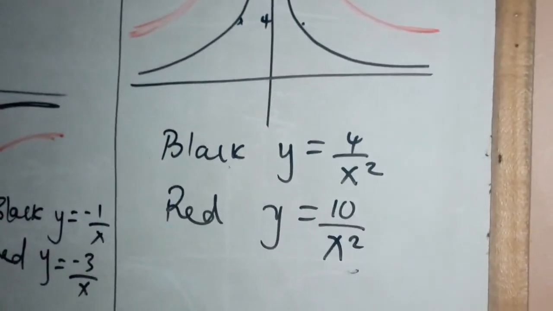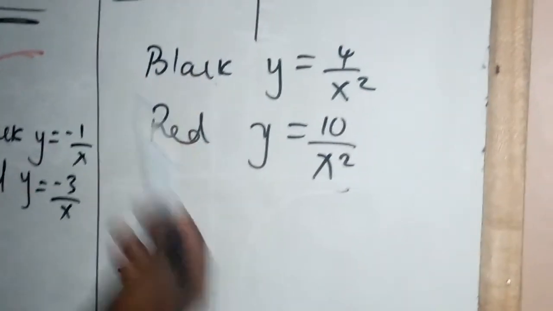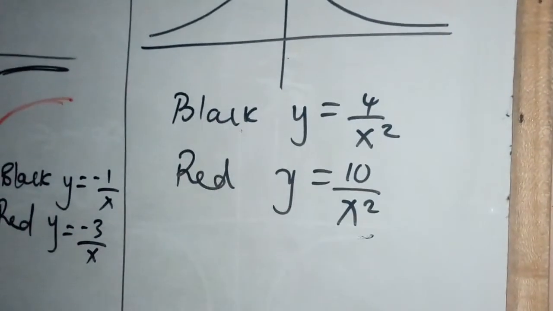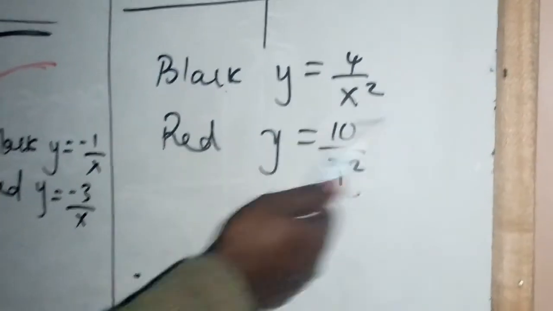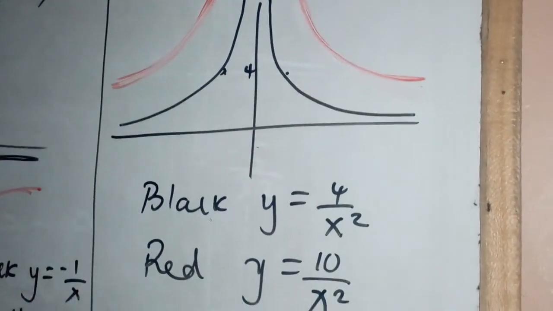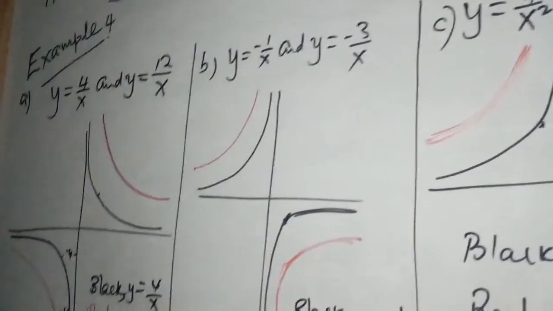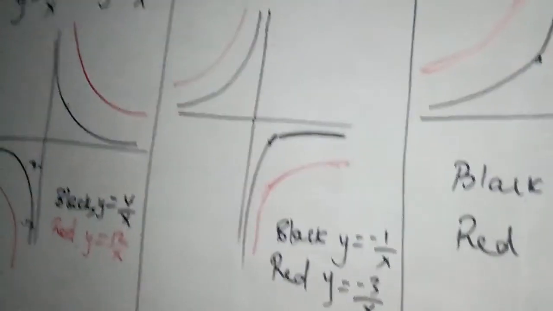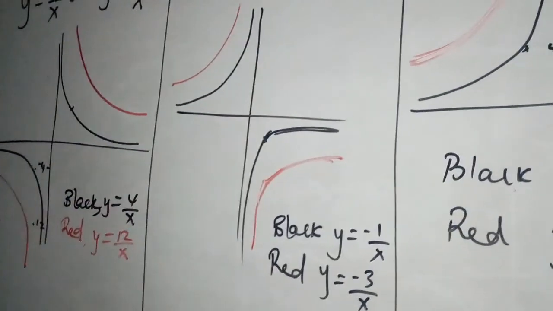Please note, when x is squared and it is in the denominator, we do not expect negative values of y, because the denominator will always maintain the positive nature. So this is exactly what we've done. Remember, these are the three graphs that are supposed to be displayed as far as example 4 is concerned. Okay?